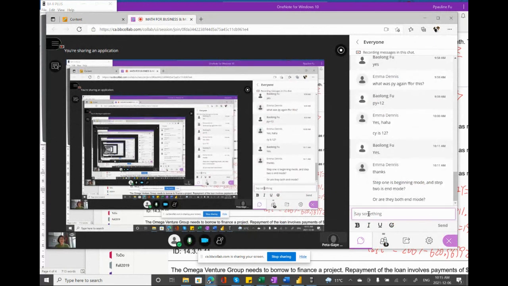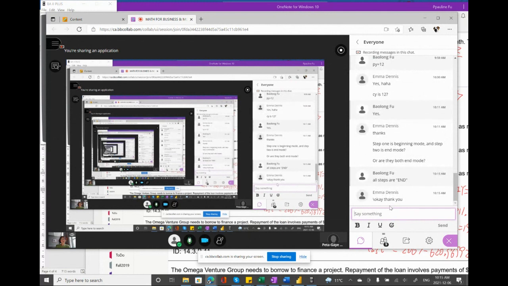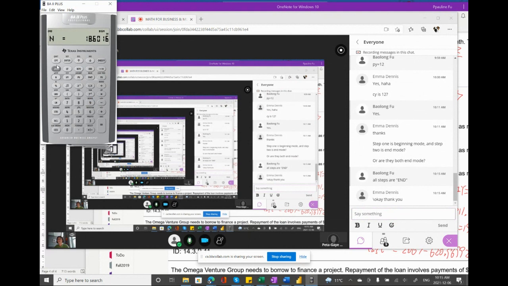Did you see the mistake? All steps are END mode. I made a mistake. Very sorry. All steps for this question. Thank you, Emma, for your observation. All steps in this question are END mode. Now I'll quickly redo it. This situation can happen during the final exam because the questions are randomized. Some questions need BGN, some questions need END. So you need to have a clear mind: is this question BGN or is this question END?